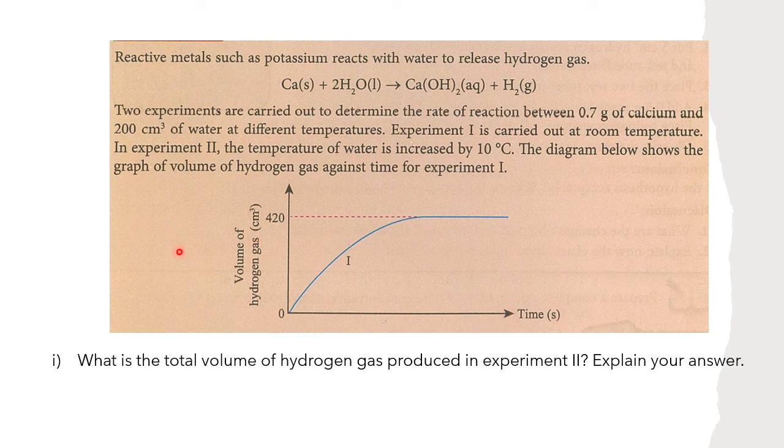Soalannya, what is the total volume of hydrogen gas produced in experiment 2? Explain your answer. So macam kita kata tadi, okay, changing the factors does not change the amount. Jadi, total volume of hydrogen gas untuk eksperimen 2 masih sama dengan eksperimen 1, which is 420. Explanation yang tadi itulah. Okay, does not change the product, does not change the amount, but only change the rate of reaction.